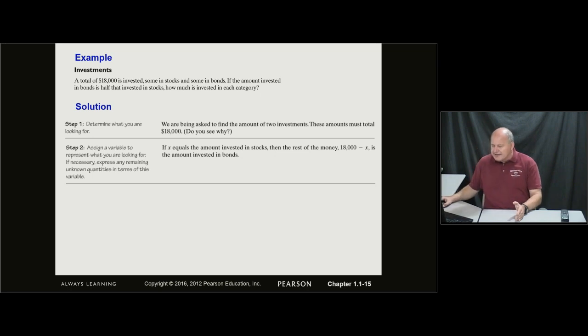Yeah, the amount is half. And then 18,000 minus X is the amount invested in bonds. Whatever's left. So half of that.